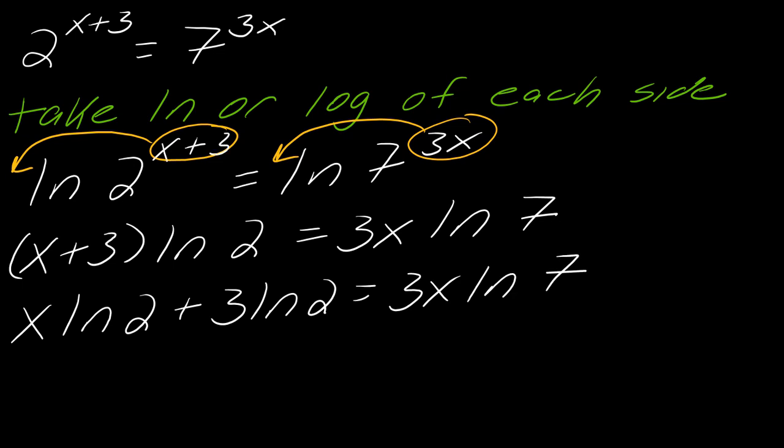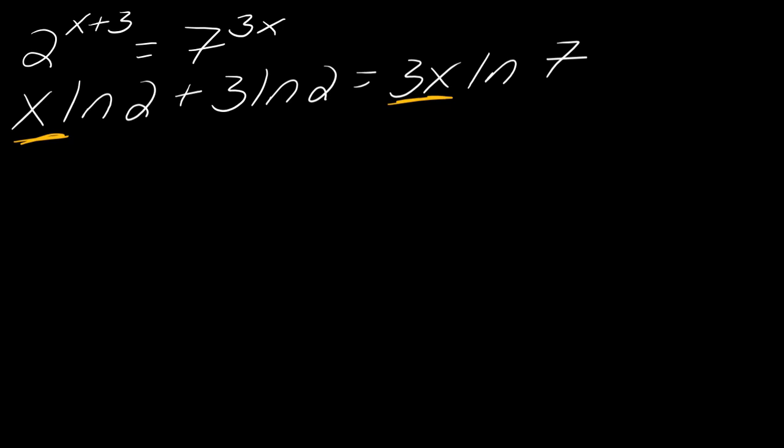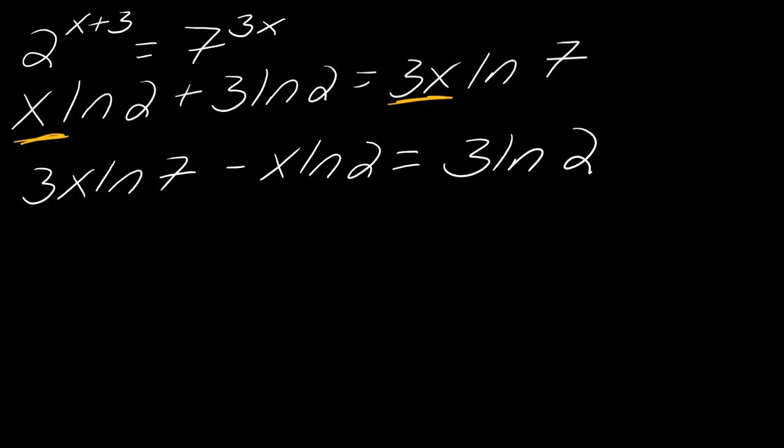Okay, so at this point, this is just a straight up basic algebraic equation, even though it looks kind of crazy. So here's the deal. Here's an x, here's an x. I want these two terms together on the same side. The term that does not have an x in it, this is just a number, right? So I'm going to subtract this term to the other side. So let me make some space. And so let's rewrite this. We'll write 3x natural log of 7. I'll write it on this side. Minus x times the natural log of 2 equals 3 natural log of 2. So I just put the x's together on one side.